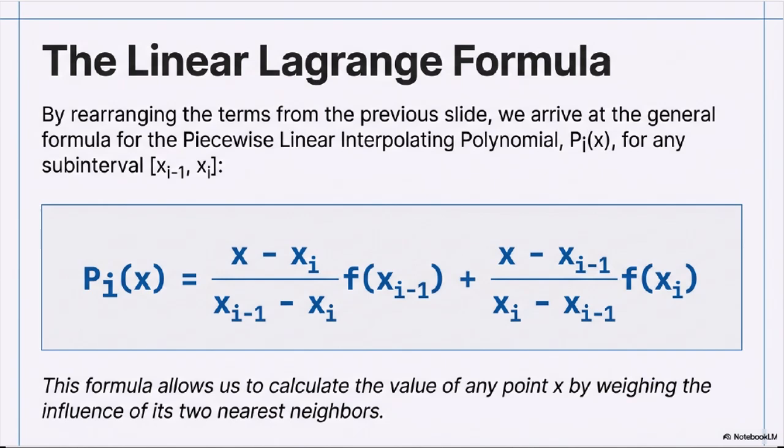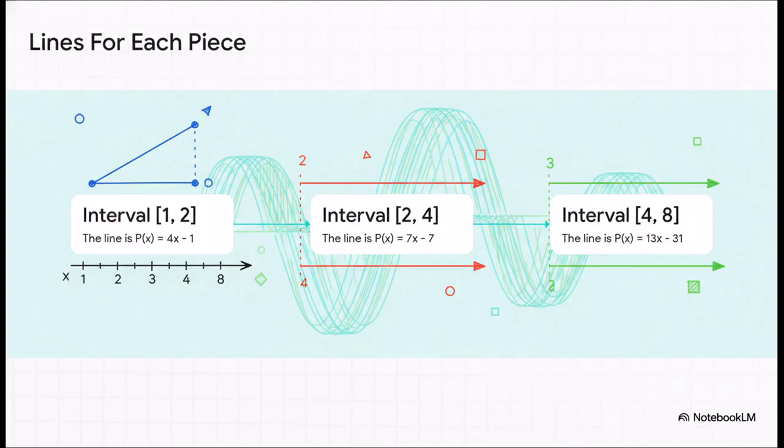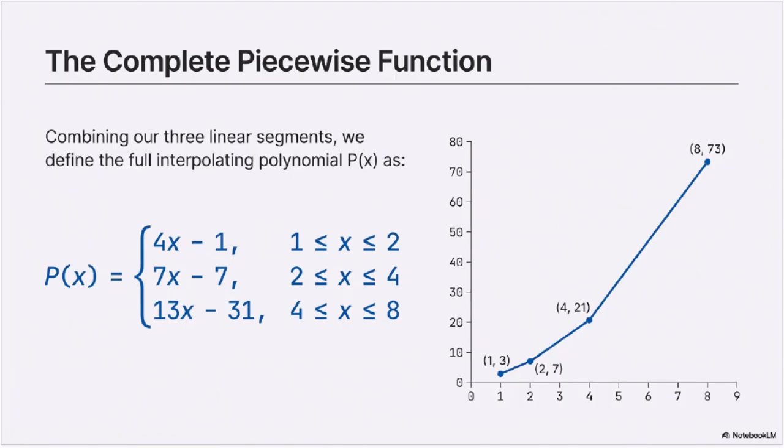So, using our piecewise method, we calculate a separate, simple formula for each little segment. For that first piece, between x equals 1 and 2, we find the straight line that connects those 2 points. Turns out that line's equation is 4x minus 1. Then we do it again for the next piece between 2 and 4 and find a completely new line with the rule 7x minus 7. And finally, a third rule for the last segment. Each piece gets its very own simple custom-fit line.